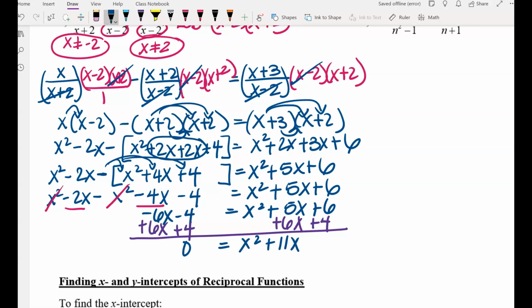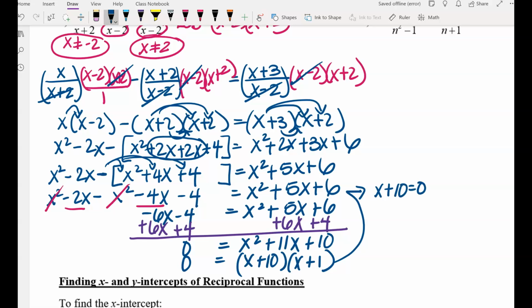Okay, so now on the left side, it equals 0, which will help us factor in and solve. So the factors are x plus 10 times x plus 1. Take each factor and set it equal to 0. So x plus 10 equals 0, x plus 1 equals 0.